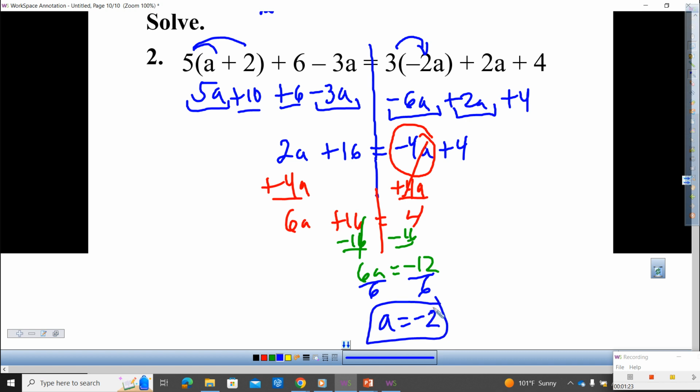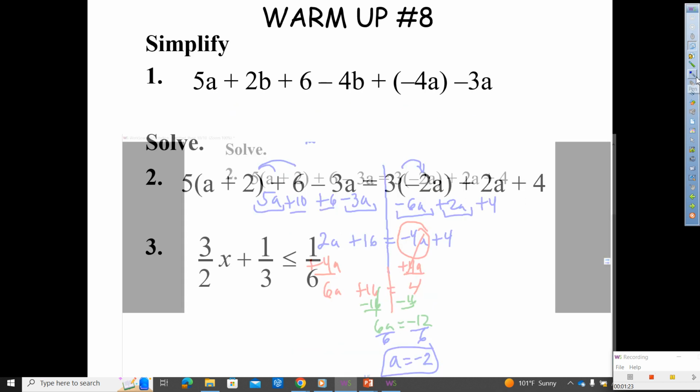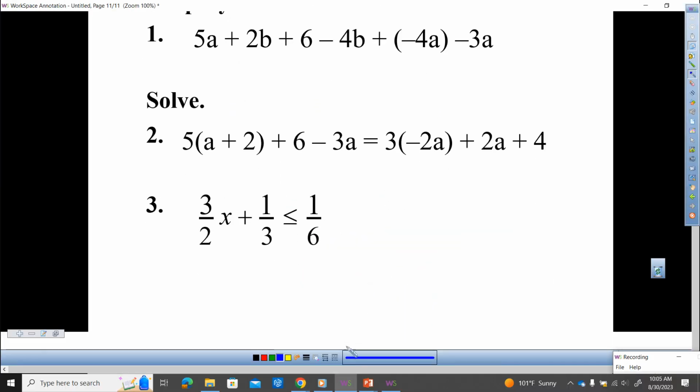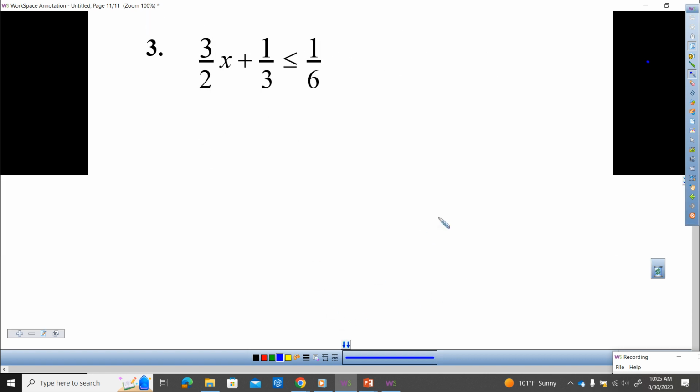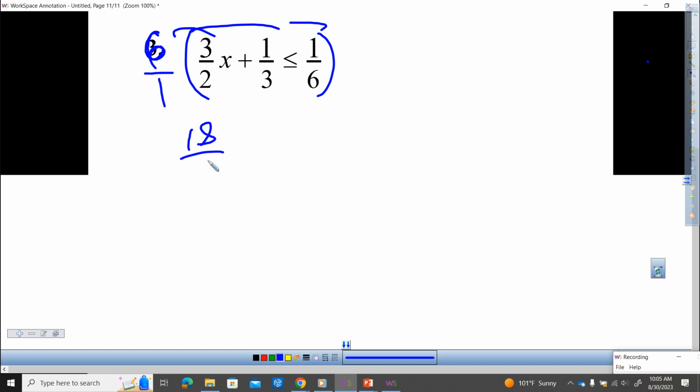Hands if you got that by yourself. Let's go. Oh, yeah, we got this. Go to number 3. Pass someone. Danny, multiply times what? Times 6. I'm going to put that over 1. Distribute. That is 18 over 2x plus 6 over 3 less than or equal to 6 over 6. Continue, Danny.